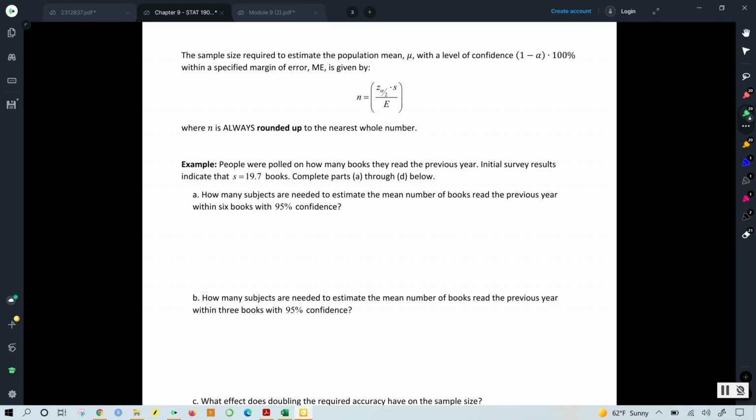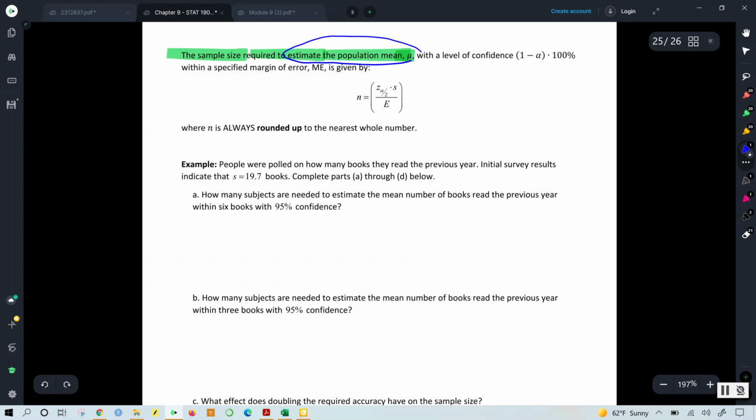In this video, our goal is to learn how to calculate the sample size required to estimate the population mean. In an earlier video, we learned about how to calculate the sample size when we're trying to estimate the population proportion. In this particular example, for the sake of emphasis, we're trying to estimate the population mean, and we do not know what number of sampling units to take.